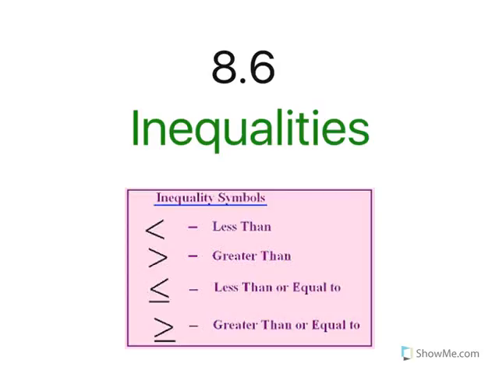This lesson is on section 8.6, titled Inequalities. These are the two inequalities that you are probably used to seeing: the less than or greater than sign. When you were younger, you were taught that the alligator is eating the bigger number. But what we're going to add in this lesson is greater than or equal to. When it's or equal to, it has a line underneath. So whenever you see that line underneath, always think it means or equal to.